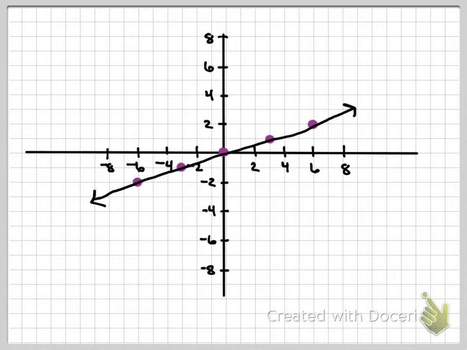I can look at how my x and y values relate. Okay, the 0, 0, that's not going to help me any, okay? But let's look at this dot. What is the x and y value? It's over 3 up 1, right? So 3 to 1, 6 to 2. On the other side, 3 and negative 1, I can tell that I am dividing by a third. Okay, they're all 1/3.